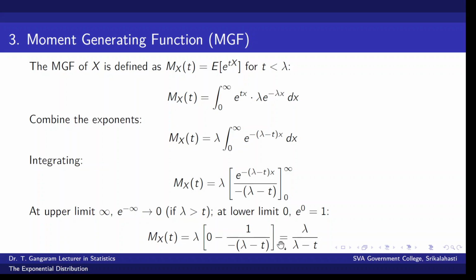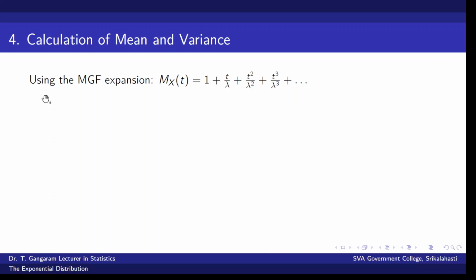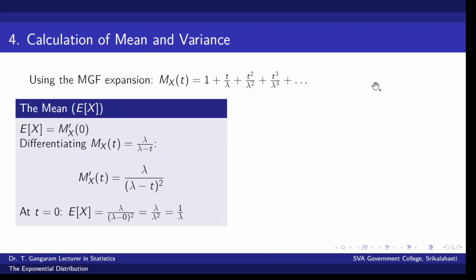This is equal to lambda by lambda minus t, the minus gets cancelled and lambda minus t remains. Hence, the moment generating function of exponential distribution is lambda by lambda minus t. Using the expression of MGF expansion, M_X(t) is equal to, we know that the expansion of e power tx, e power x is 1 plus t by lambda plus t square by lambda square plus t cube by lambda cube, and so on.